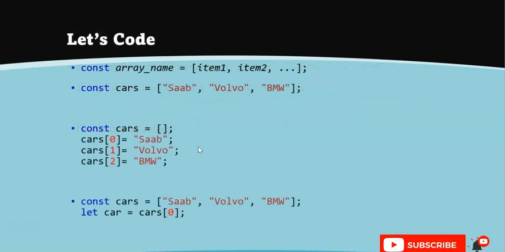To declare an array, we can write like this: const is a keyword, then the array name. Inside the square brackets, we can give the items.